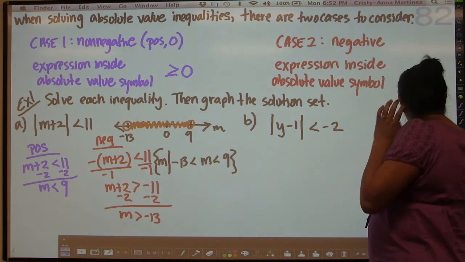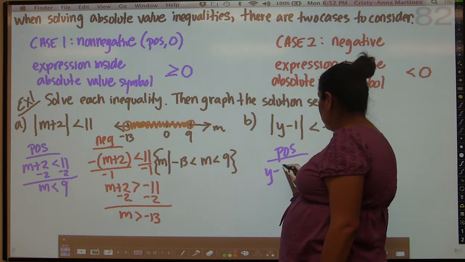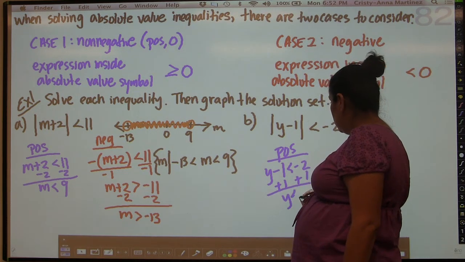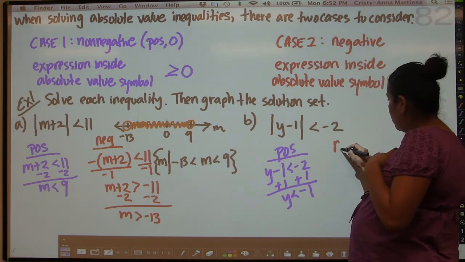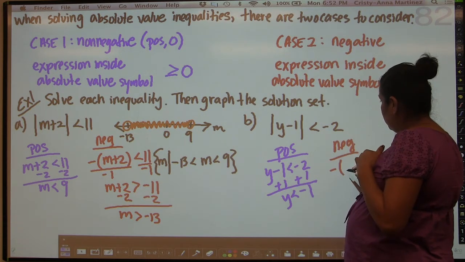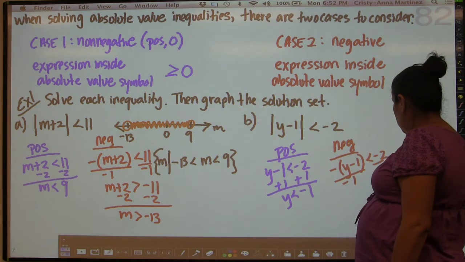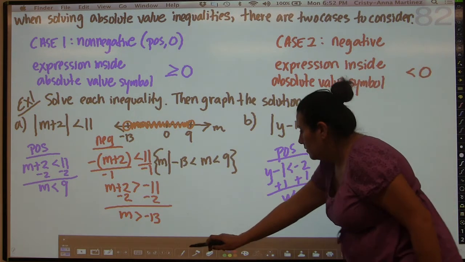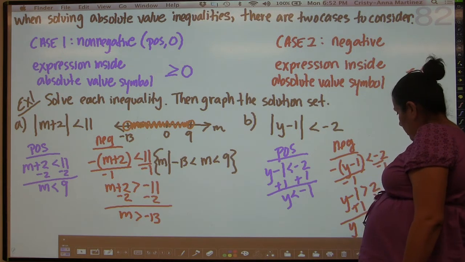All right, so now we're going to do that again. Positive case here is to just rewrite it without the bars. Add 1. Negative 2 plus 1 is negative 1, so y is less than negative 1. And then my negative case would be to put the negative in front of the y minus 1. And then if I divide by negative 1, I get y minus 1, flip the symbol to a greater than, negative over negative is positive, add 1, add 1, sorry for me going lopsided here, y greater than 3.